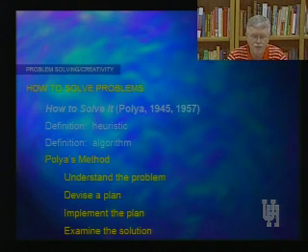So in essence, what I think is the most valuable part of Polya's method is that step 4. Look at the solution once you have it and have implemented it, and see whether it actually does the job or whether there's a better way to do it.